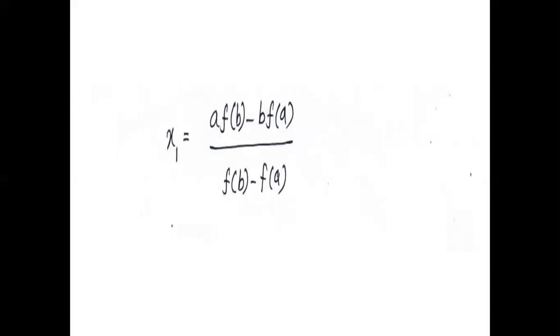So now the Regula Falsi method formula is x equals a into f of b minus b into f of a, divided by f of b minus f of a.